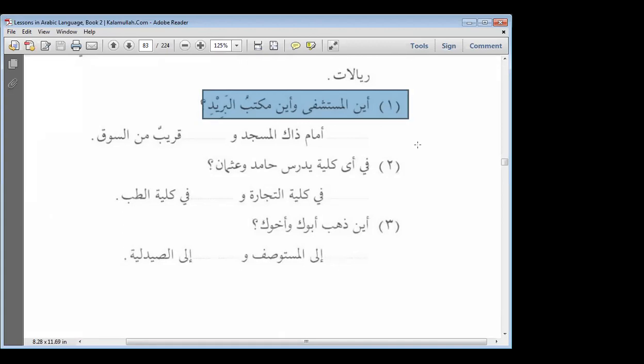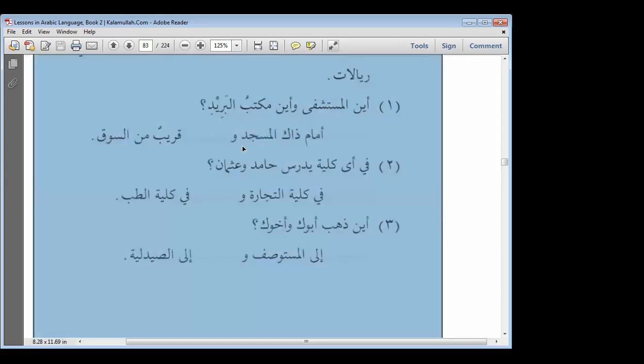So what is the pattern we're using? Amma, then the first thing we're talking about. So we're talking about firstly the hospital. So you would say amma al-mustashfā, then we say the fa, okay? Fa huwa amāma dhālika al-masjidi. Fa huwa, so huwa refers back to the mustashfā, right?